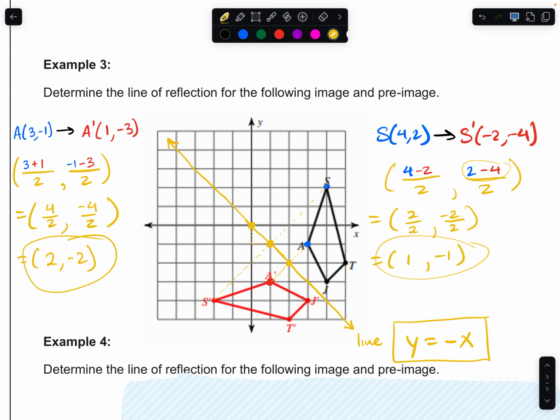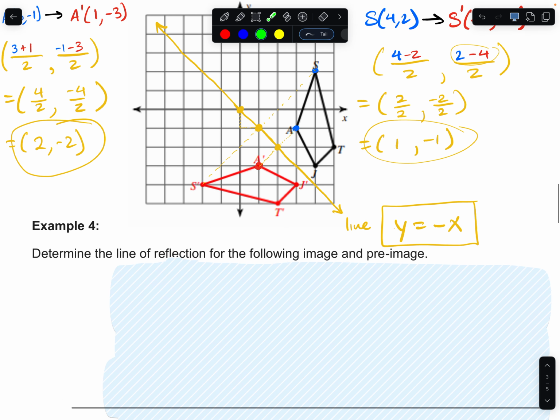So, given a pre-image and its image, we can use the midpoint formula to find 2 points on the line of reflection, draw the line, find our m and b if we have to, and then we can say, well, this is a reflection over this line, which in this case is the line y equals -x.